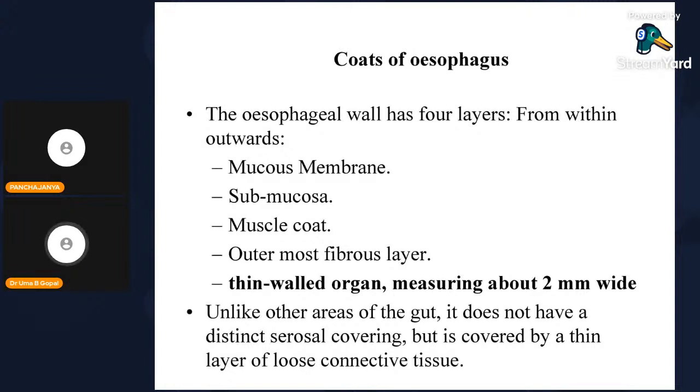Next are the coats of the esophagus. It is made up of 4 layers. From within outwards, there is the mucous membrane. Deep to it is the submucous coat. Deep to it is the muscular coat. Outermost is the fibrous coat.